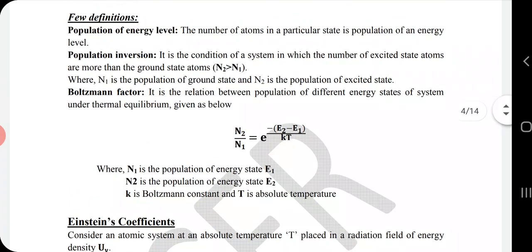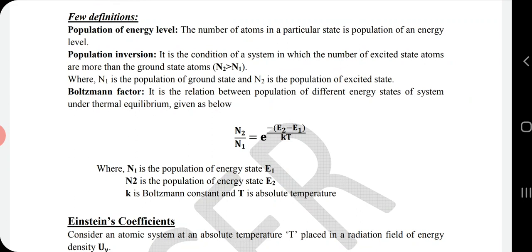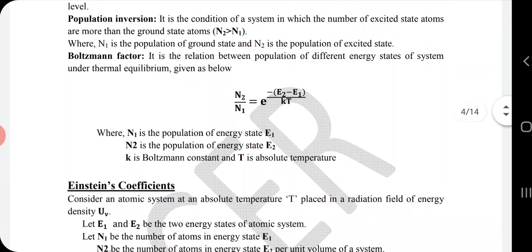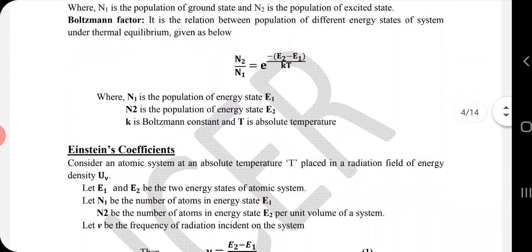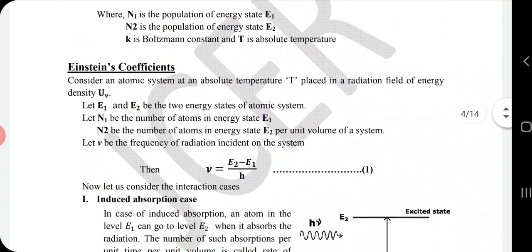This equation we have used in Einstein's density equation, where we have simply taken it as e to the power h nu divided by kT. What is h nu? h nu is the incident photon. What is that equal to? It will be E2 minus E1, that is delta E. So energy can simply be replaced with h nu, and that is called the Boltzmann law or Boltzmann equation, which we have already used.